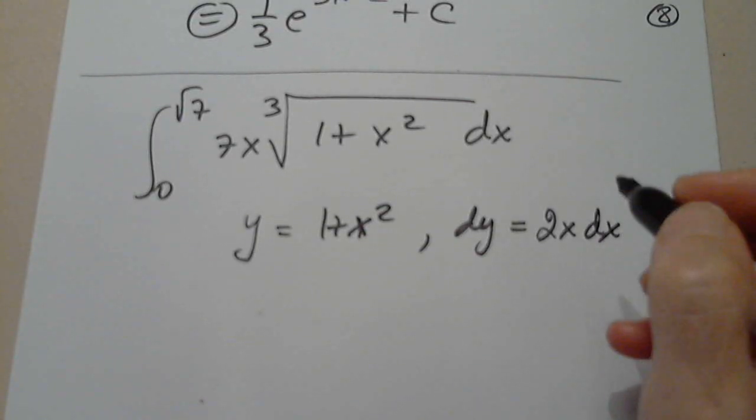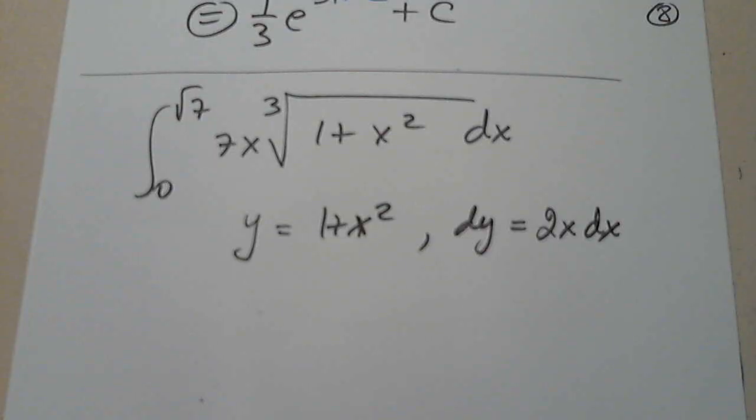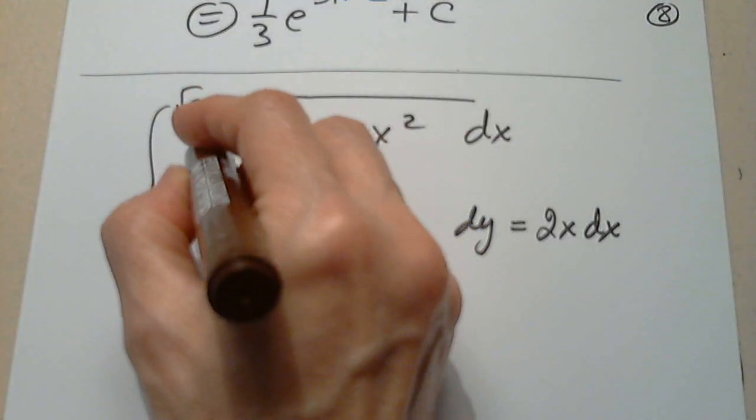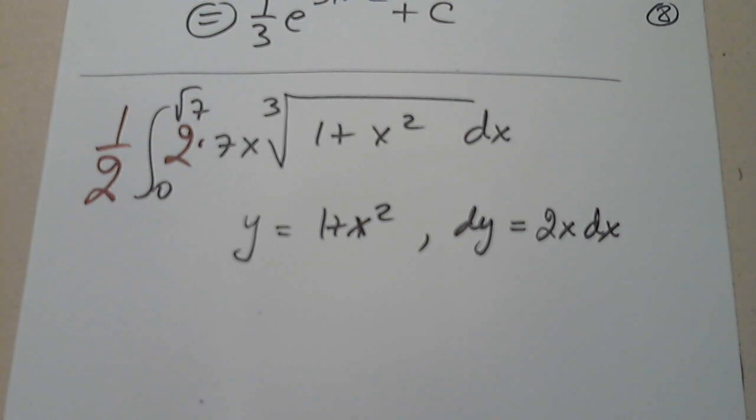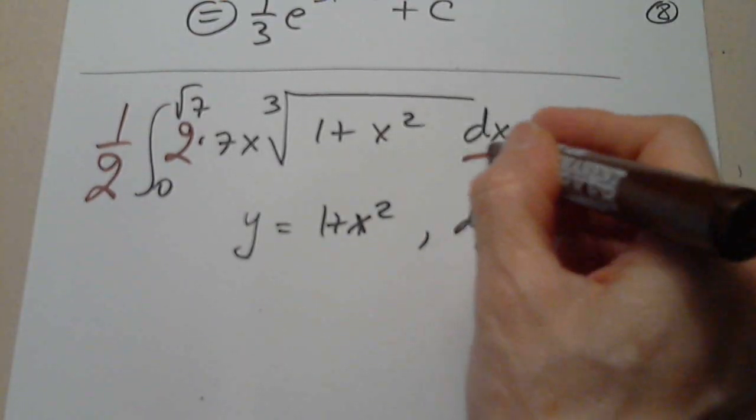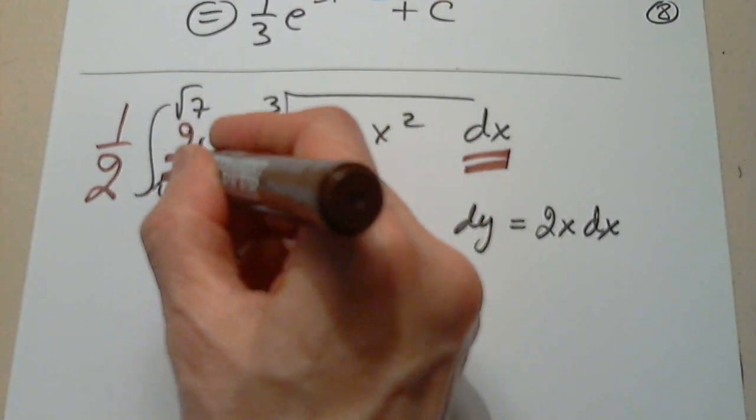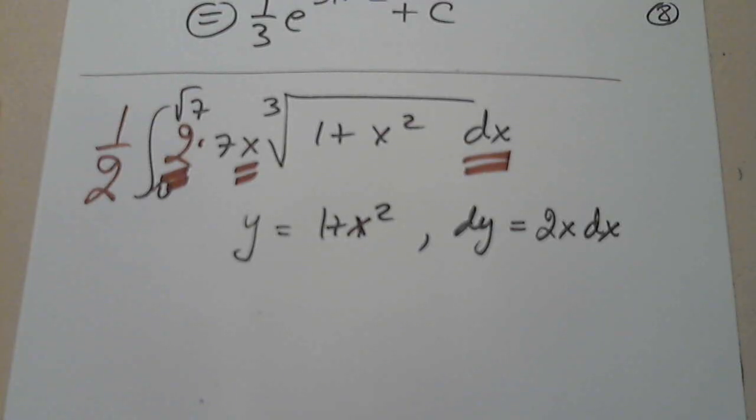dx. Good. That is true. So then I can make up a 2, no problem. I can multiply and divide by 2. Nobody cares. There's no change, no difference. But now dx and x and 2 are all in dy.